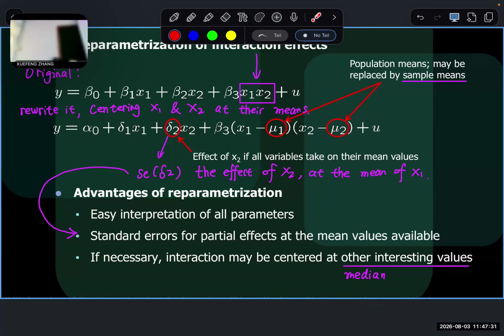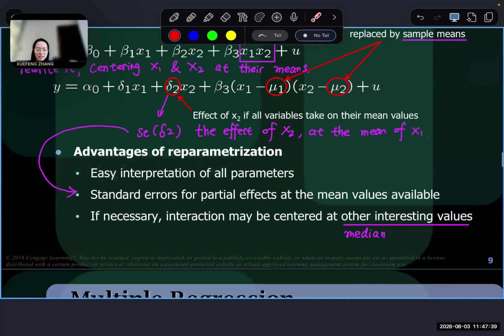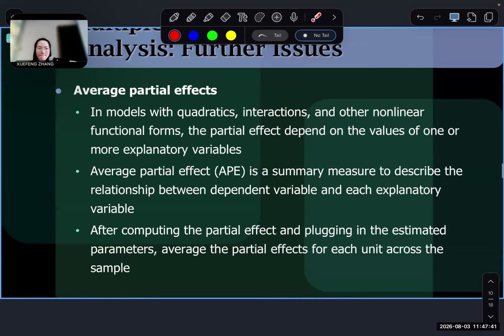I'm not sure whether you will use those kinds of functional forms for your paper or not. Okay, so let's continue. This one, average partial effects. What does it mean? Okay, so look at here.